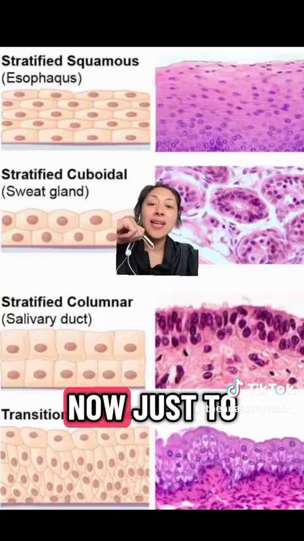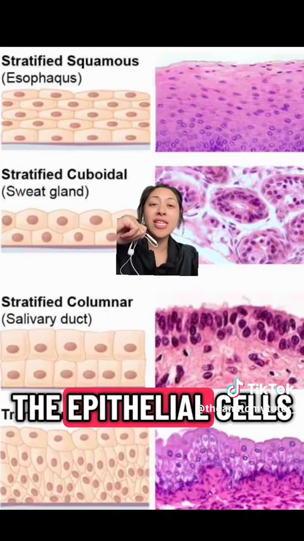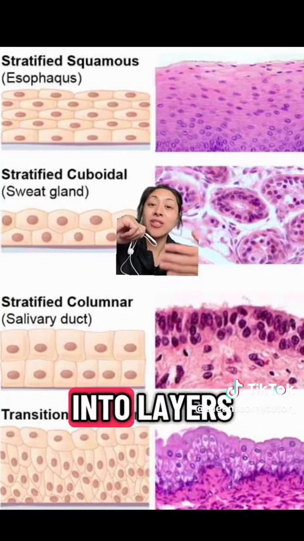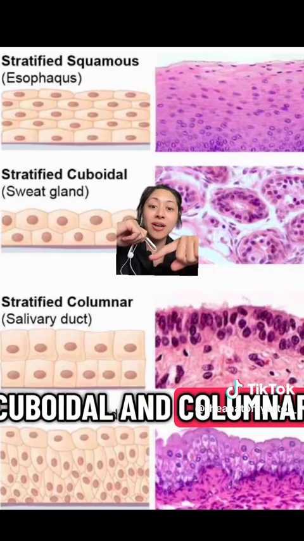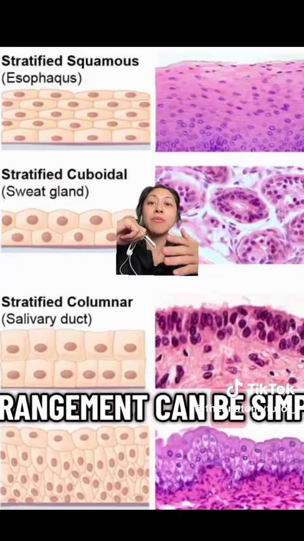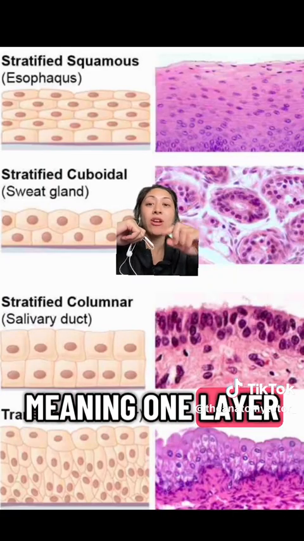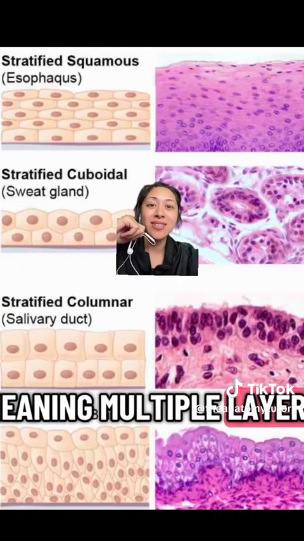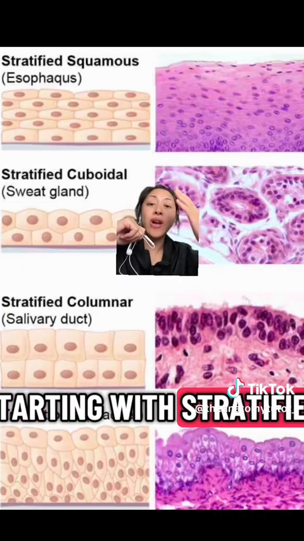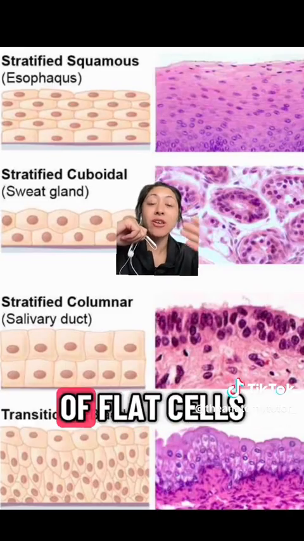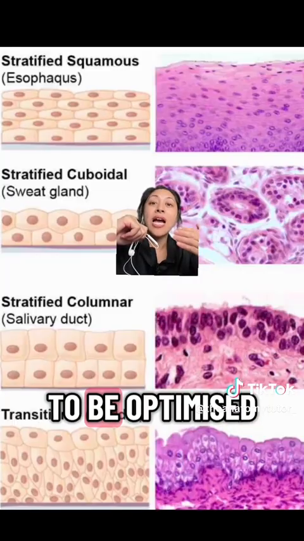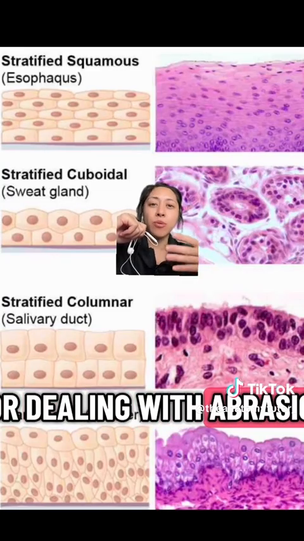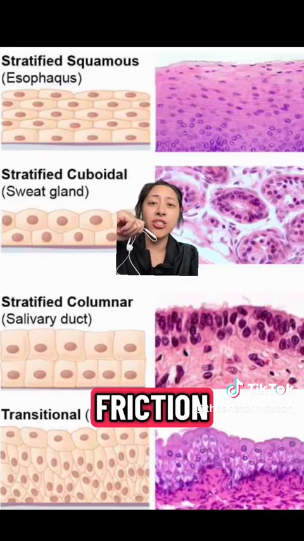variety. Now, just to review, the epithelial cells can be organized into layers. Epithelial cells including squamous, cuboidal, and columnar, and then the arrangement can be simple, meaning one layer, or stratified, meaning multiple layers. Starting with stratified squamous, meaning multiple layers of flat cells, these arrangements of cells are going to be optimized for dealing with abrasion and protecting against friction.